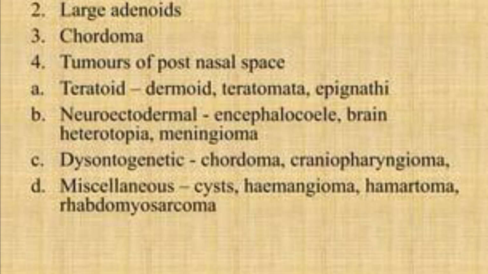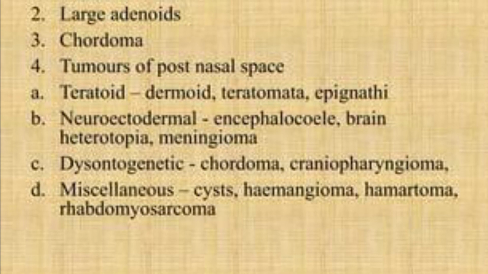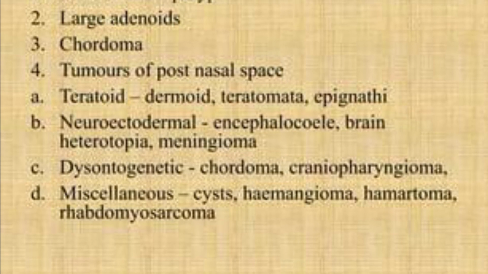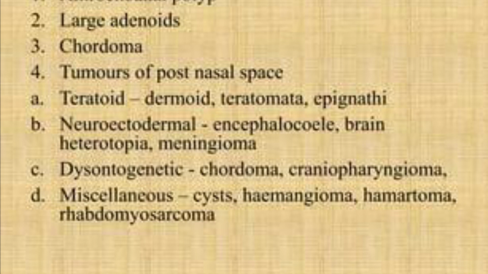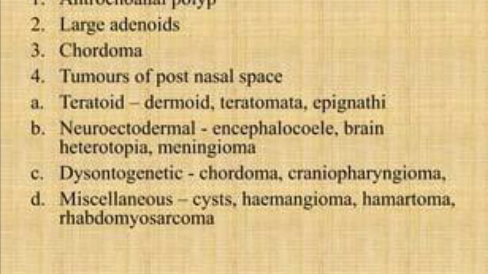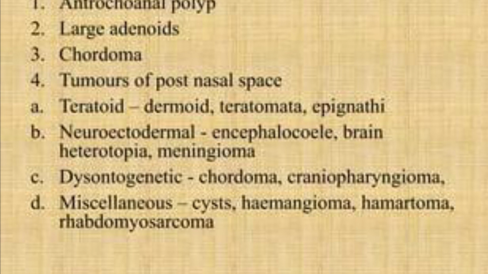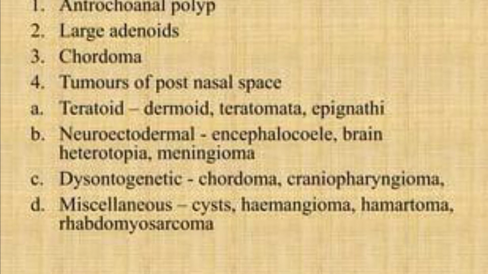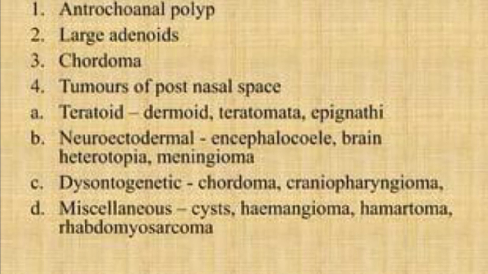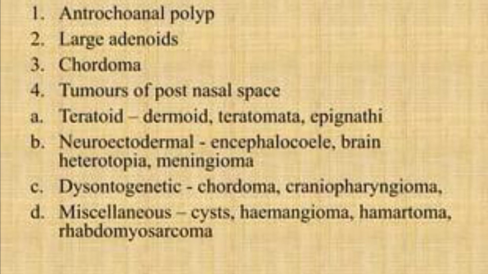Now talk about diagnosis. The diagnosis of angiofibroma is mainly clinical plus radiological, with classical findings on contrast CT scan, which is the first investigation of choice. But sometimes you may get confused; the differential diagnoses of angiofibroma are antrochoanal polyp, large adenoid, chordoma, tumor in the postnasal space, teratoids, dermoid, teratoma, neuroectodermal tumors, rhabdomyosarcoma, hemangioma, and craniopharyngioma.